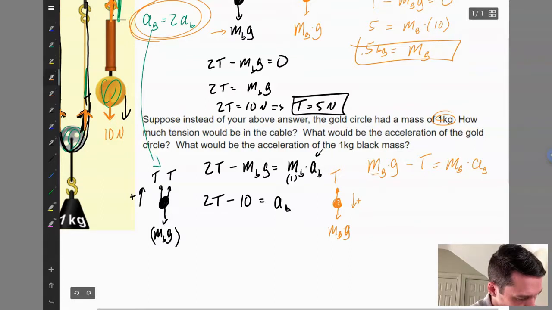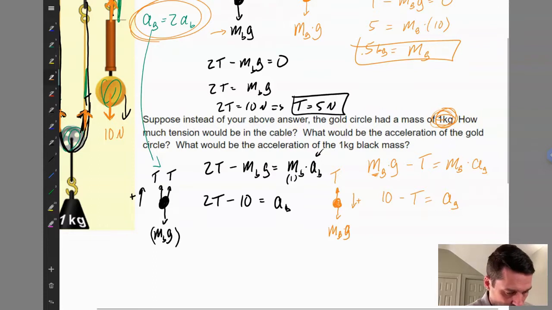We do know this mass. We said it's 1 kilogram, so it's 1 kilogram times gravity. So that's 10 newtons minus tension equals, well, again, 1 kilogram, so that's 1 times the acceleration of the gold thing. So at this point, we've got a tension. That's the same tension. It's the same string throughout. So we've got the same tension in both equations, but we've got different accelerations.